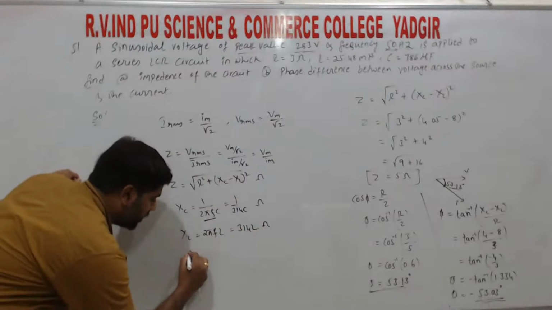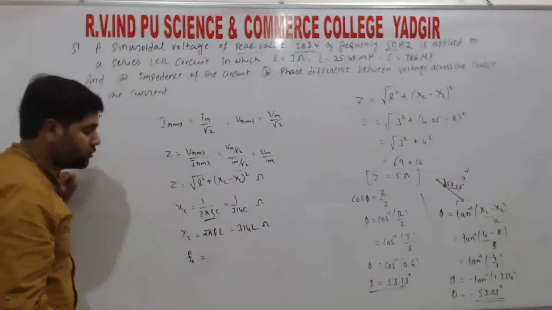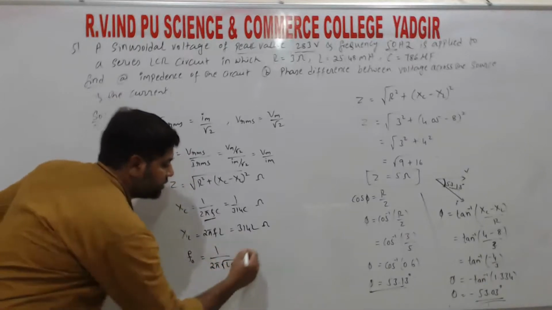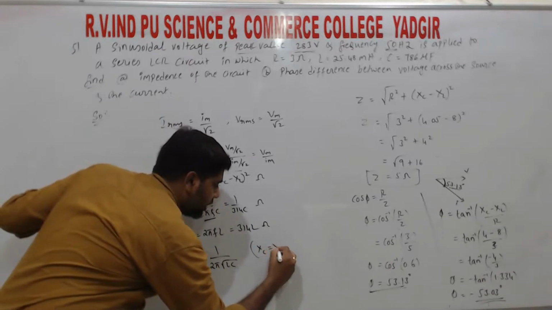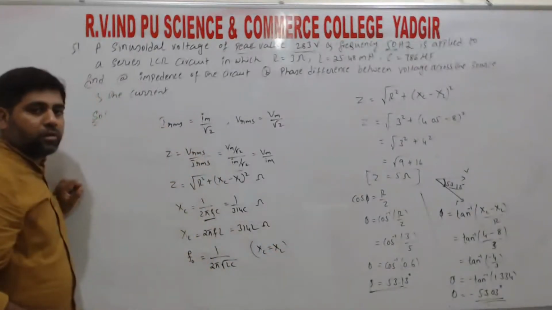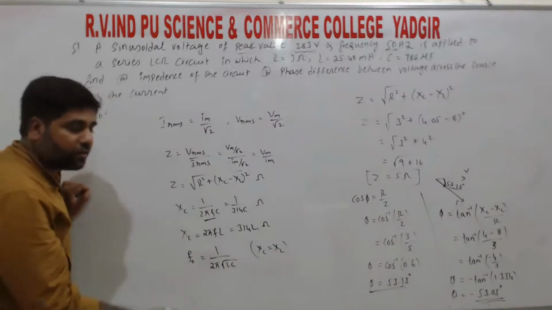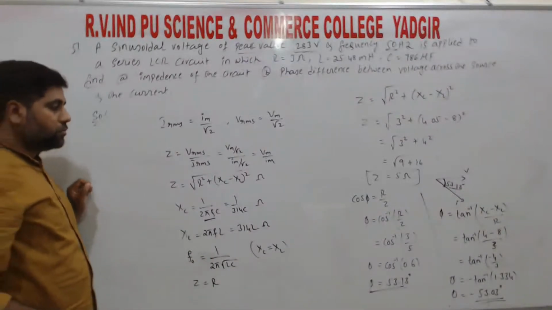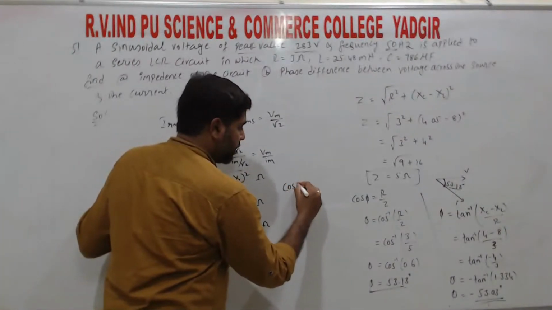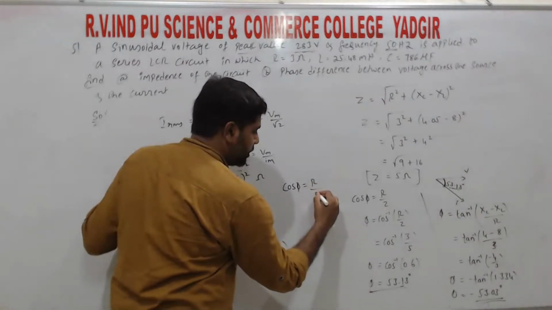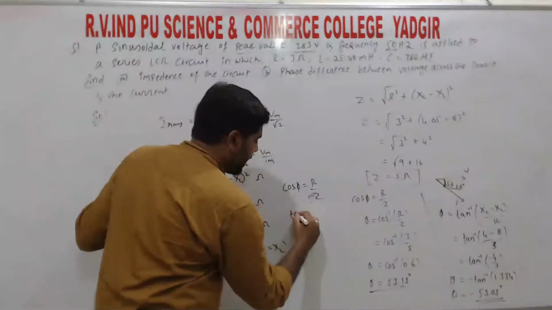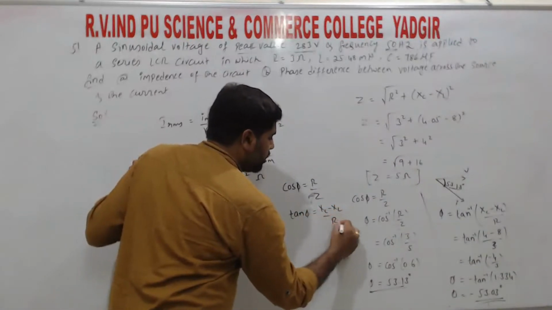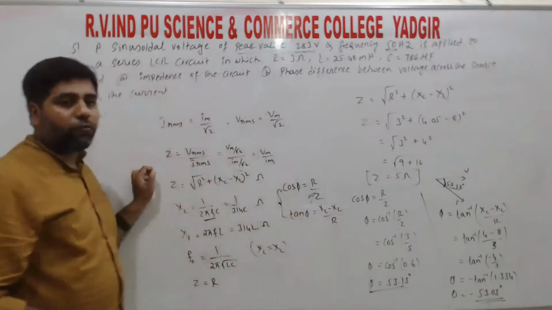One more: f0 is the resonant frequency, 1 divided by 2 pi under root LC. This is when XC is equal to XL. In this condition we get the resonant frequency, and the impedance is always equal to R. And the last one is the phase angle: cos phi is equal to R divided by Z, or tan phi is equal to (XC minus XL) divided by R. We can find it using either of these.